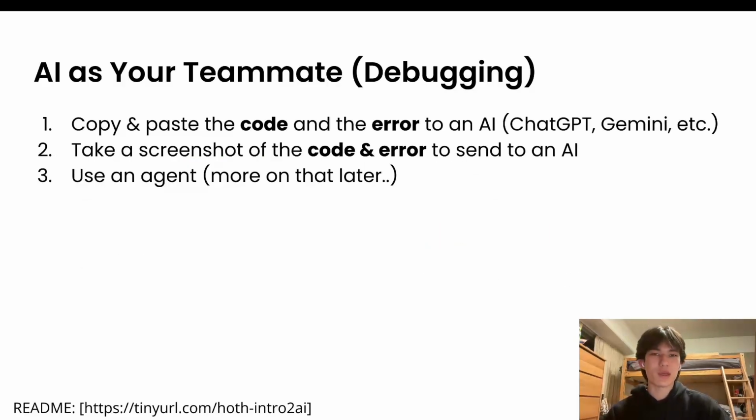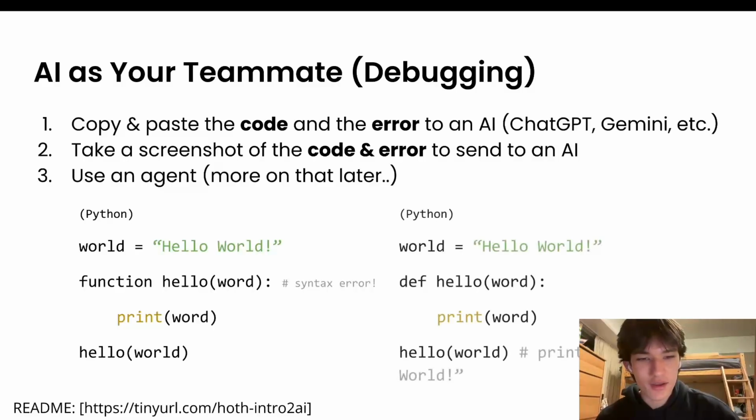So here's what I could do. I could copy and paste the code and the error to ChatGPT or Gemini or Grok or Claude, or I can take a screenshot of the code and the error and send it to the AI, or I can use an agent, which I'll talk more about later. And you'll see there's a syntax error here. The problem was we used function instead of def to define a function, and this will now print hello world.